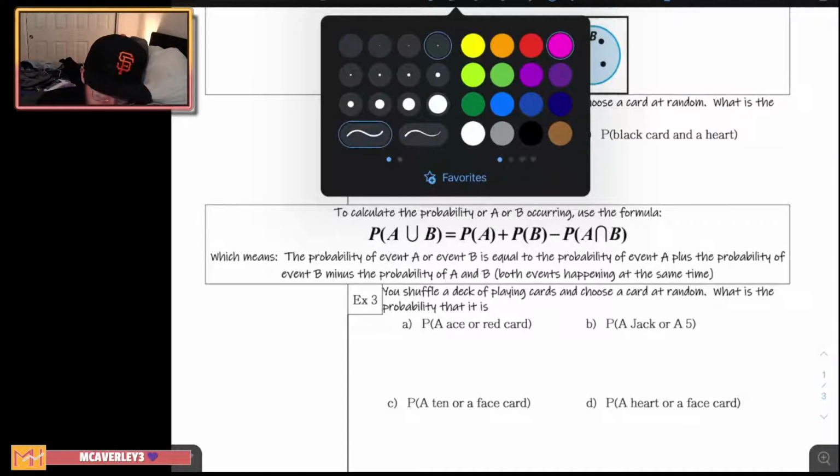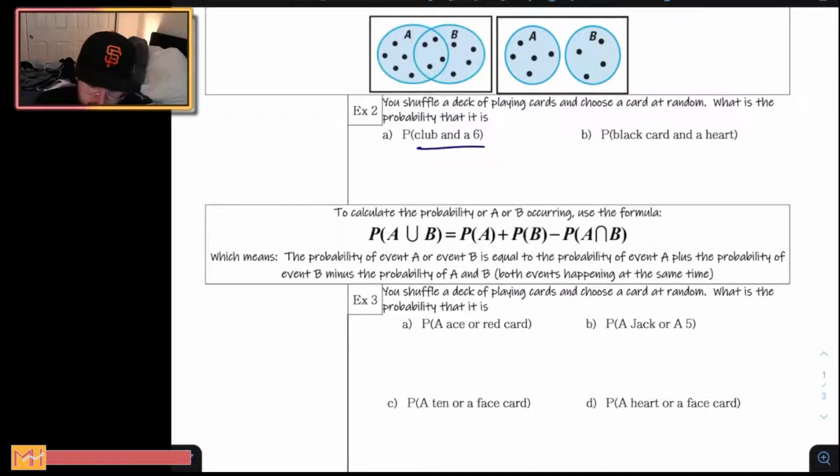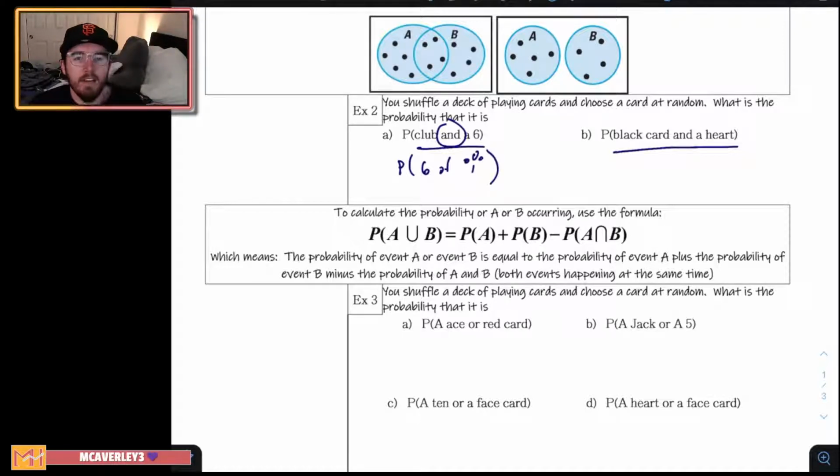Then we have these questions where it says a club and a 6, or a black card and a heart. When it says the word and, you could rephrase that as, what is the probability of getting a 6 of clubs? What is the probability if something is a club and a 6 at the same time? That's essentially a 6 of clubs. So what's the probability of a 6 of clubs? 1 out of 52. Okay, I don't really like the way these questions are phrased, which is why honestly I'm not even going to bother with that one.